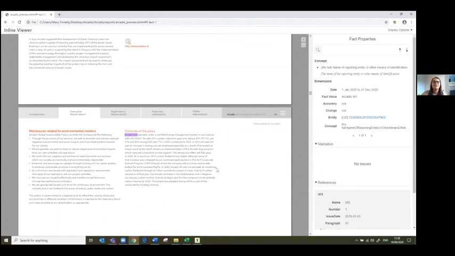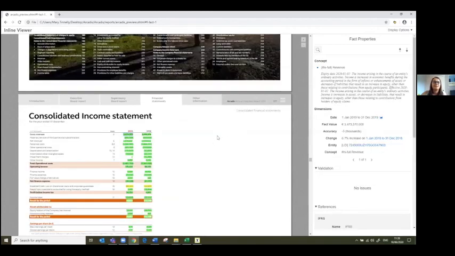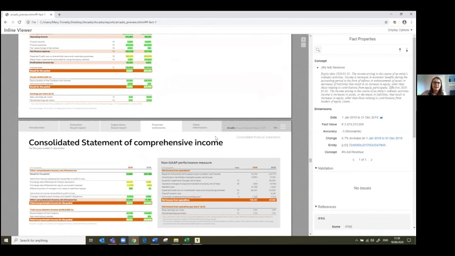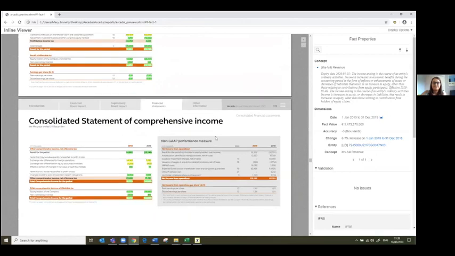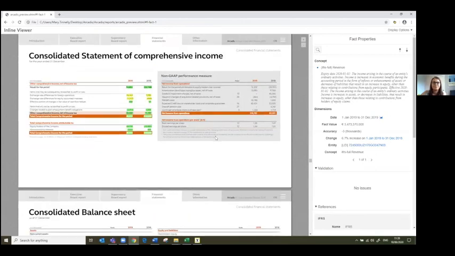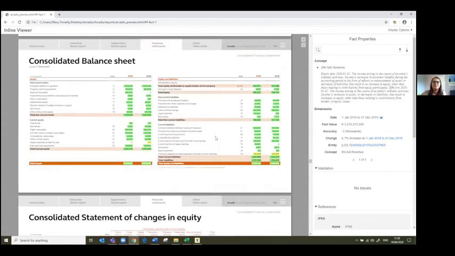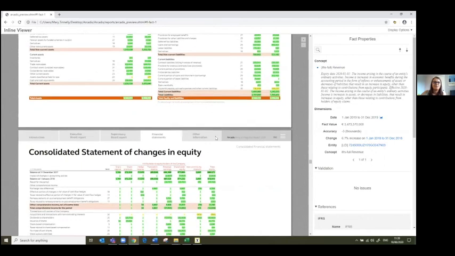On to the next tag, and here is our primary statements. So everything in green is from the IFRS taxonomy, and then everything in yellow is a tag that we've extended, as we don't feel there is a concept that matches back in the IFRS taxonomy. So you can see there's a lot of information there that we have tagged.